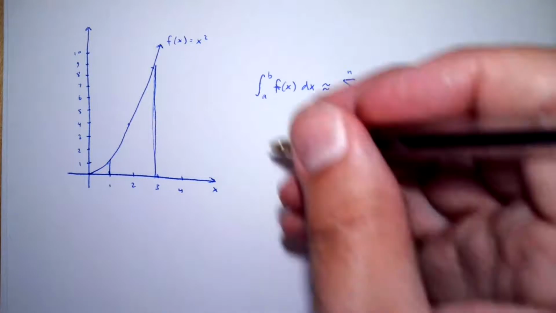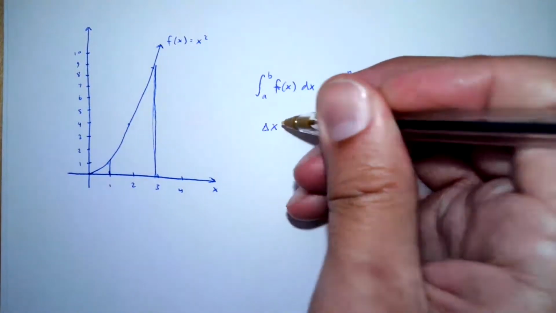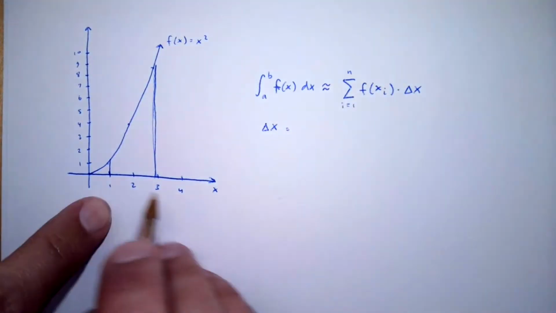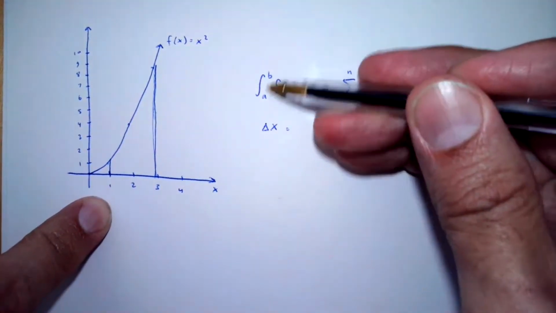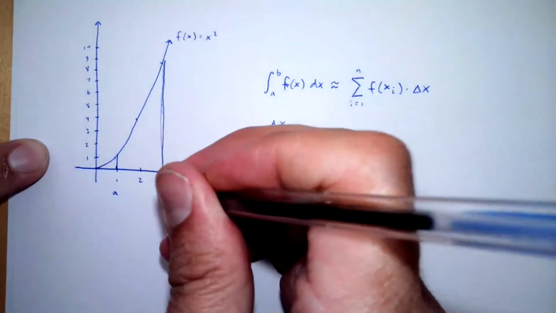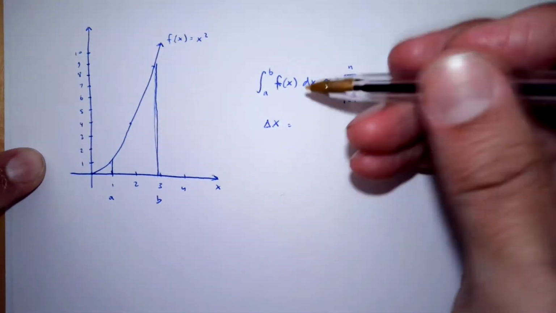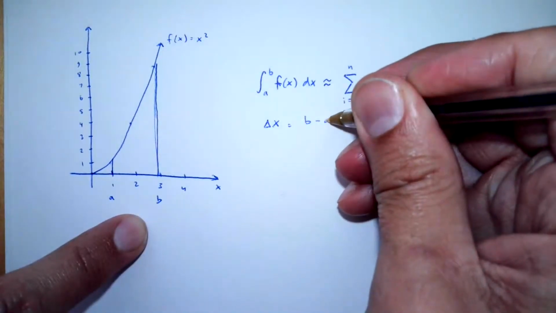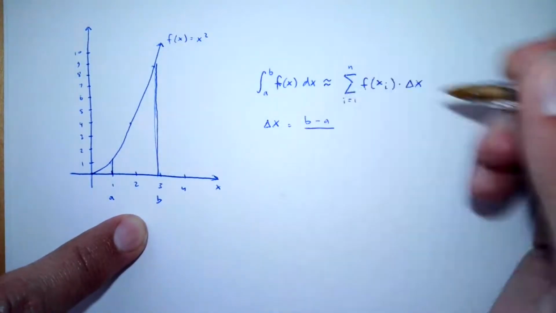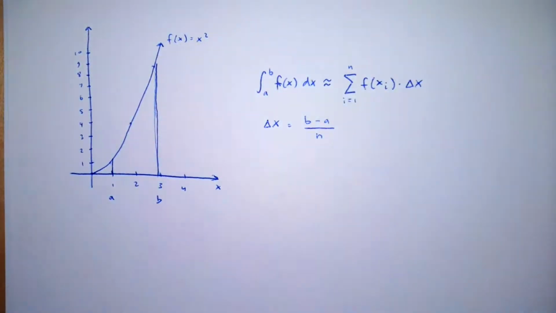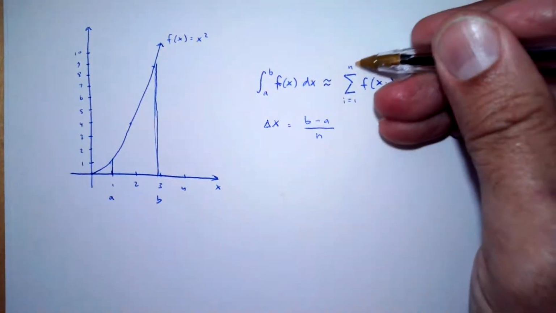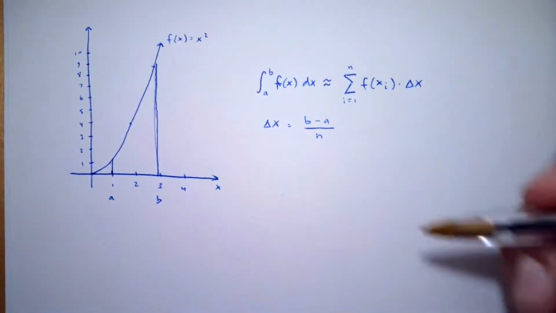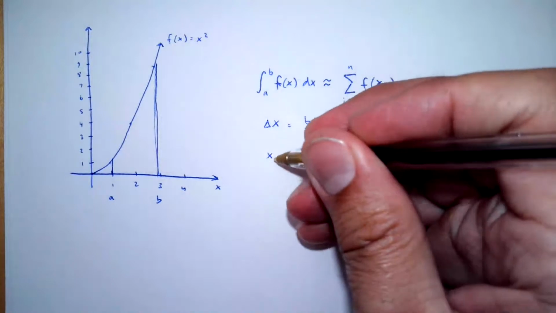Now we want to figure out some things about our delta x and our x sub i. So first off, we mentioned this before, the delta x is going to be the length of our interval. So from our starting point to our ending point, right? So in this case, a and b. So it's going to be the length of our interval, b minus a, and then we're going to divide that by the number of rectangles, n. That's what our n is keeping track of up here, number of rectangles, and that's what this n is keeping track of too.